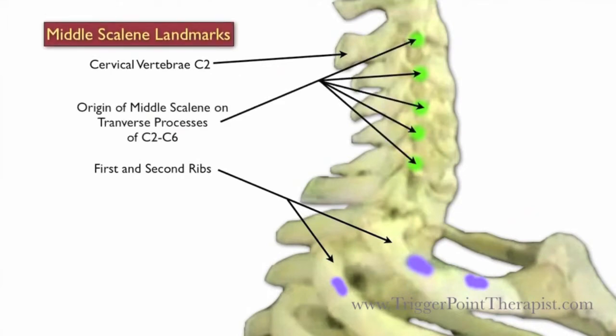And here we take a look at the landmarks for the middle scalene. Again, we have the cervical vertebrae and the first and second ribs. The middle scalene originates on the transverse processes of C2 through C6 and inserts just behind the anterior scalene on the first rib.